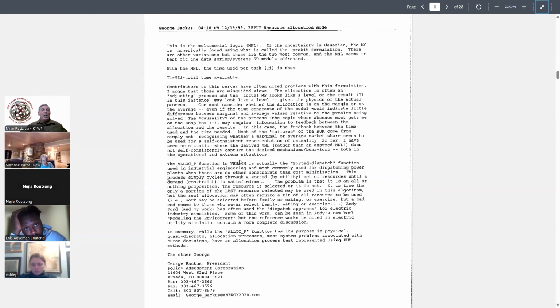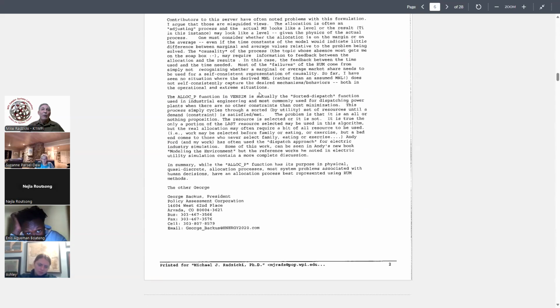But what George and Andy Ford advocate is using the McFadden approach, not AllocP. So George, he's a pretty smart guy. He's familiar with the AllocP function in Vensim, which is actually the sorted dispatch function used in industrial engineering, most commonly used for dispatching power plants when there are no other constraints than cost minimization. So he's acknowledging the AllocP function, but he basically says better is to use the McFadden formulation.